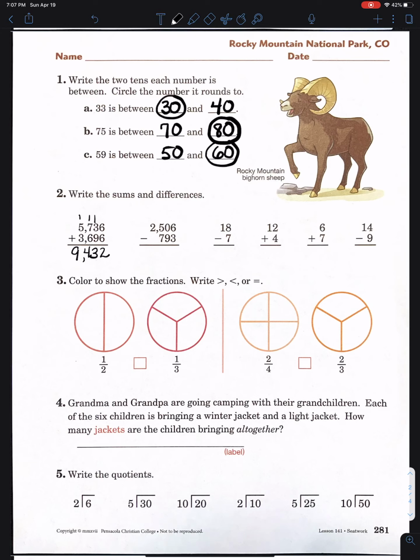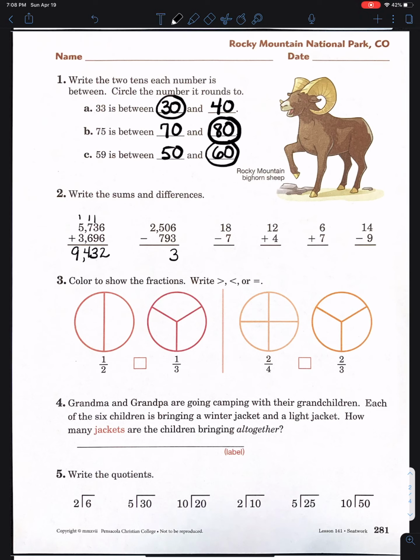All right, we're moving on to the next problem, which is a subtraction problem. So we are going to be taking 793 away from 2,506. Let's start with the ones column. What is 6 minus 3? 3. What is 0 minus 9?